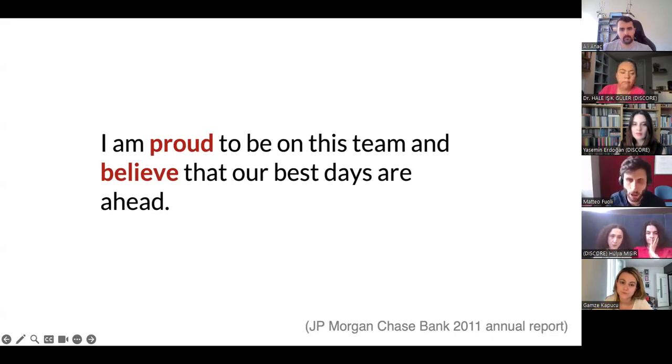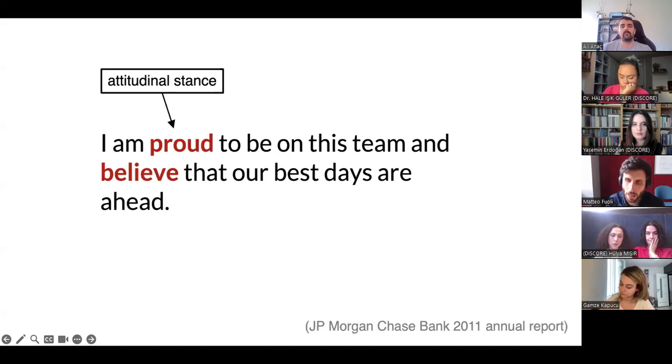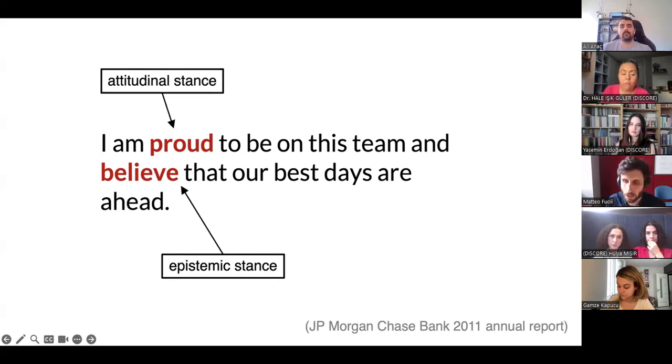And according to this framework, there are 3 major categories of evaluative language. We have attitudinal stance. This is evaluative language that is used to express positive or negative opinions and assessments and emotions. I am proud to be on this team, in this case. Then we have epistemic stance, which is the language that we use to express how committed we are to a particular claim. The framework then has a third category, which is modality, which is treated separately from these 2 other types of stance in Biber's framework.